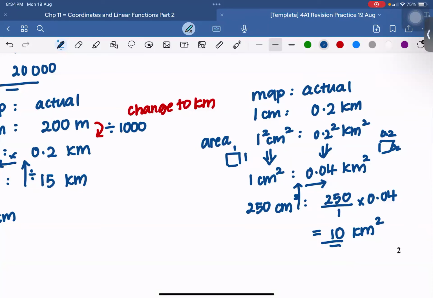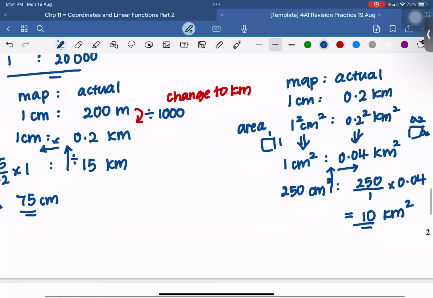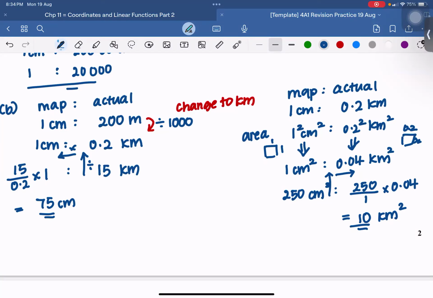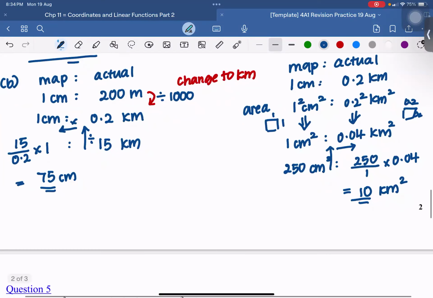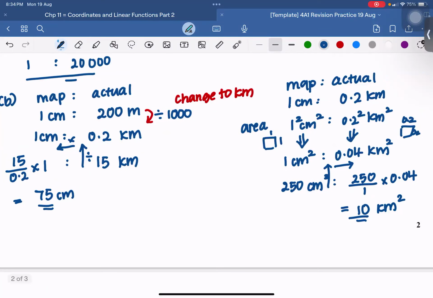Right, if you want, you can actually erase away and redo the answer again, up to you. The more you practice, the better you become. Okay, let me go. Yes?